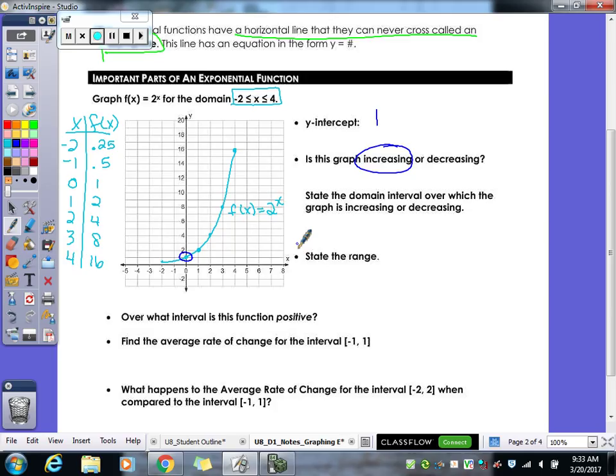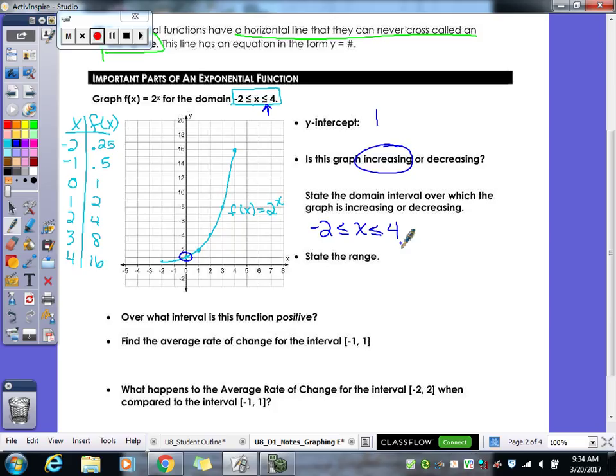They want you to state the domain interval over which the graph is increasing or decreasing. So is this one increasing the whole time? Yeah. So our domain would be the same as the domain they gave us. So you just have to copy that.